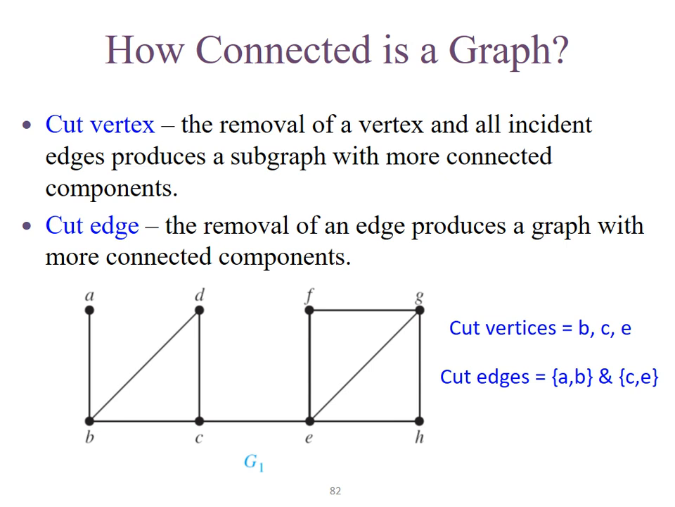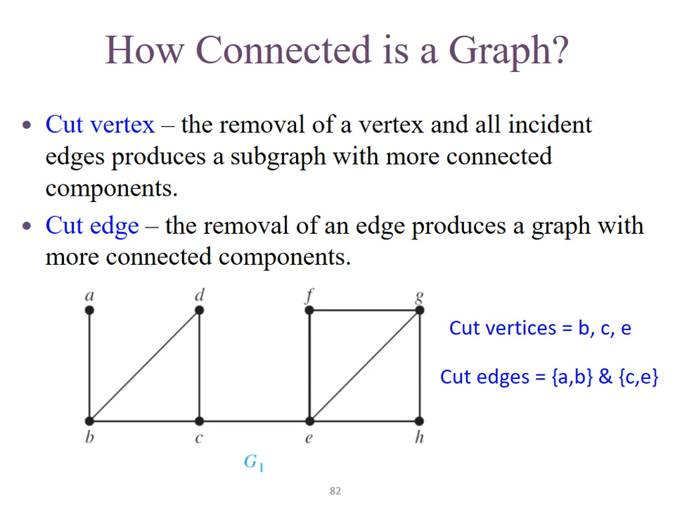So maybe we can remove the vertex B. If you remove vertex B, then the corresponding edges are all removed. Then that makes A an isolated vertex. That makes G1 two connected components. Okay, so we call the vertex B a cut vertex. Actually, B is not the only cut vertex. C and E are also cut vertices. Because if you remove C and its corresponding edges, then we will have two connected components, A, B, E, and E, F, G, H.